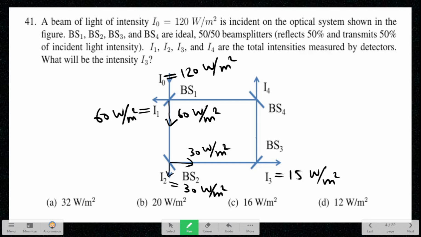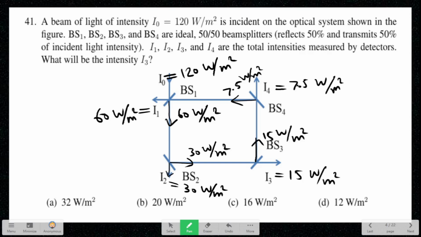The remaining 15 is reflected, so this is also 15 watt per meter square. This again 50% is reflected, 50% is transmitted, so that means I4 is equal to 7.5 watt per meter square, and the remaining 7.5 is reflected, so this is 7.5 watt per meter square.